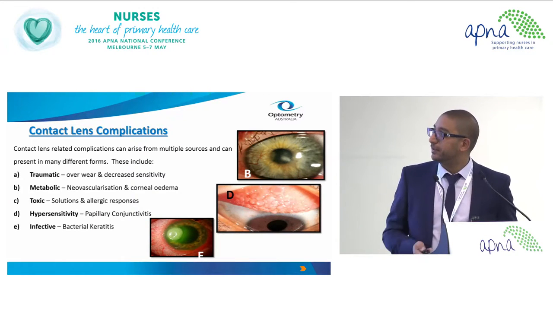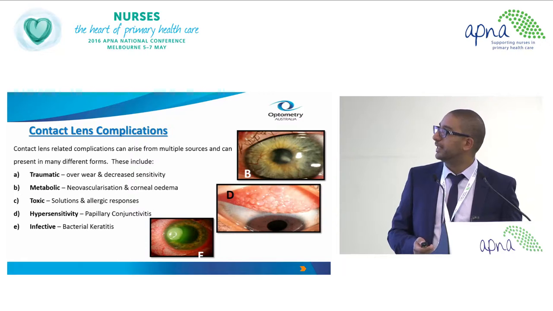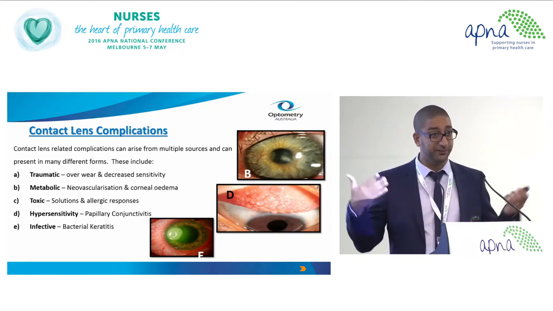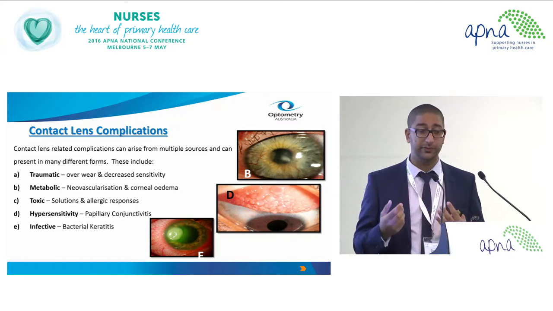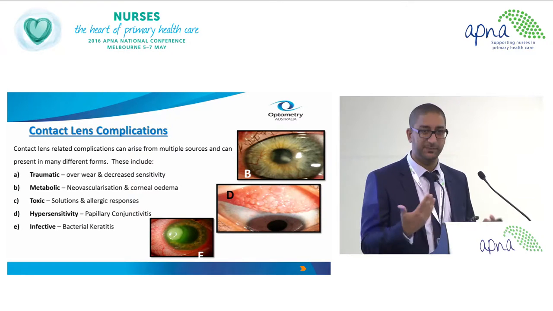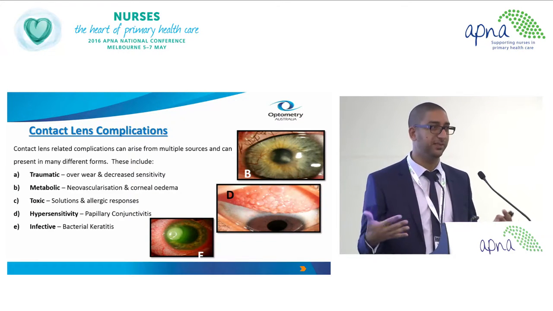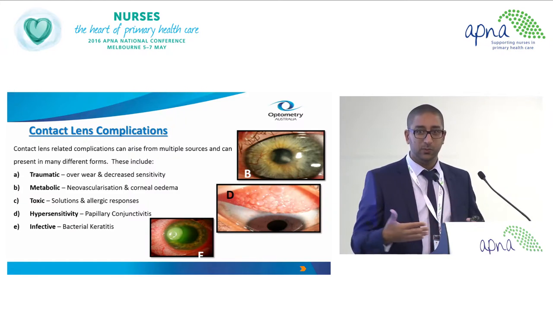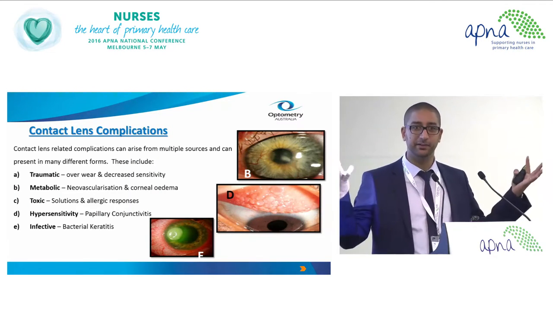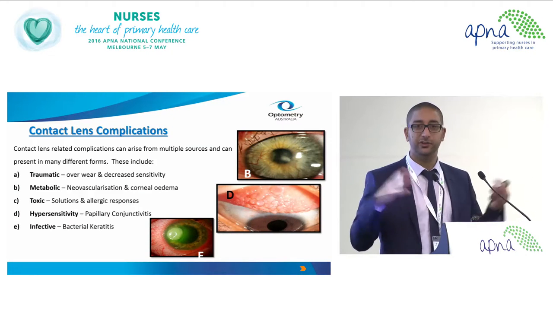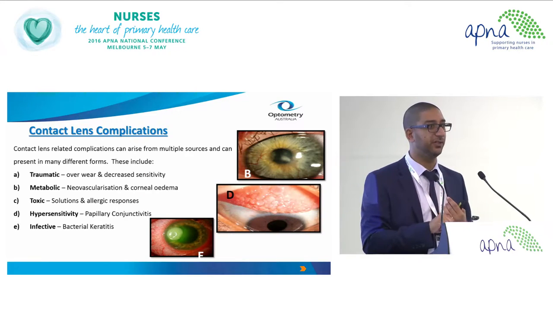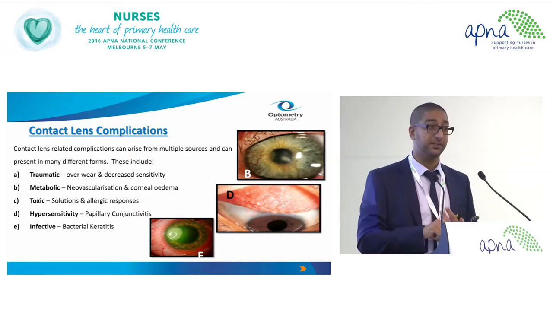You can get metabolic causes for complications. You get swelling of the cornea, neovascularization, so new blood vessels growing into the cornea. The cornea is the part of the eye that has no blood vessels, and we like it that way because the cornea has to be transparent. We can't have blood vessels in a transparent layer. What happens with new blood vessels generally? What do they do eventually? They hemorrhage. If we have hemorrhaging in a transparent layer, we're in big trouble. Contact lenses cause neovascularization. Diabetes causes neovascularization.